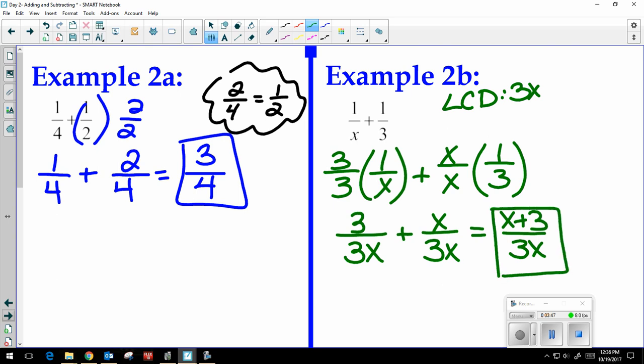So that's my answer. So remember, with like denominators, you can just combine your numerators, keep your denominator, and then with unlike denominators, you need to do a little bit of work first to multiply by what's missing to get you that common denominator.